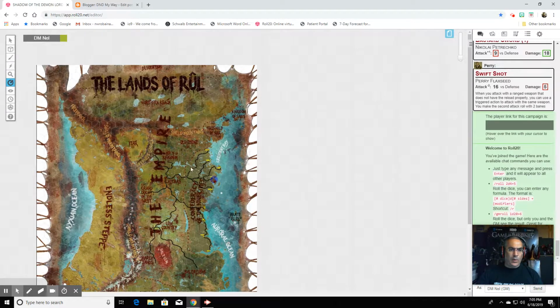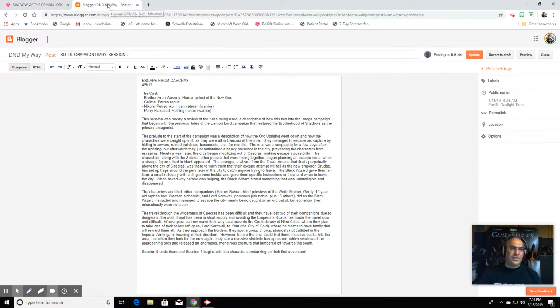So where are we? We are at the end of session 0, and the cast of my campaign includes Brother Aaron Waverly, who is a human priest of the new god, Callista, who is a Farron rogue, Nikolai Petrechko, who is a human veteran, which is one of the new subclasses of warrior. And then Perry Flaxseed, who is a human hunter, also a subclass of warrior. And so that is my cast.